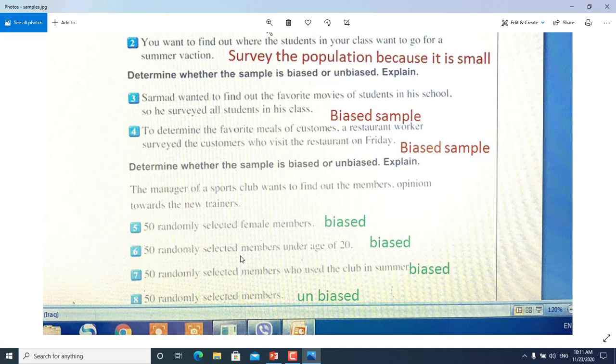Number 6, 50 randomly selected members under the age of 20, so it's also biased. Members over age 20 can't be selected, so it's biased. And number 7, 50 randomly selected members who use the club in summer, it is also biased. We have members who don't use the club in summer, so it's biased. And number 8, 50 randomly selected members, so it's unbiased, it's random, because every member has the same chance to be selected.